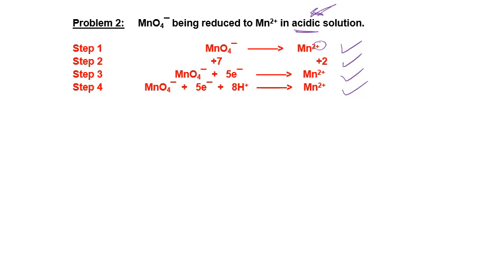And then we've also got to balance out the hydrogen atoms by adding waters. So it's going to be permanganate plus 5 electrons plus 8 protons, giving manganese 2+ plus 4 H2O, because 4 times H2 is going to give your 8 protons. And there we have a balanced equation.